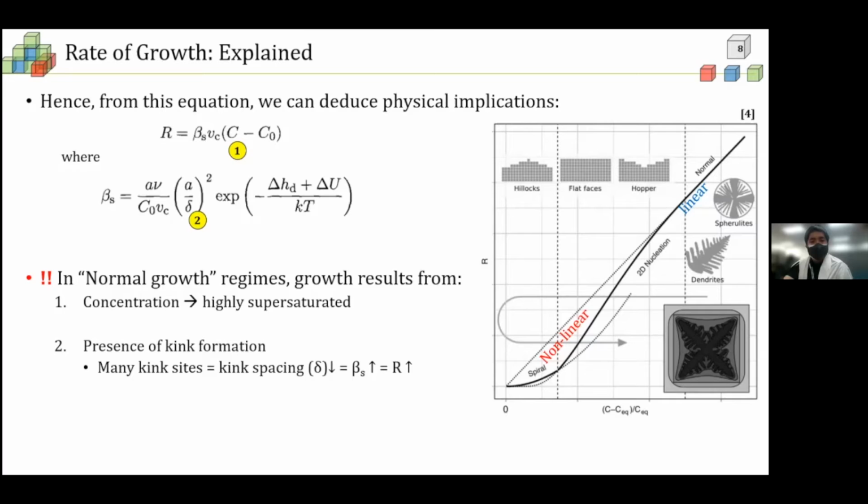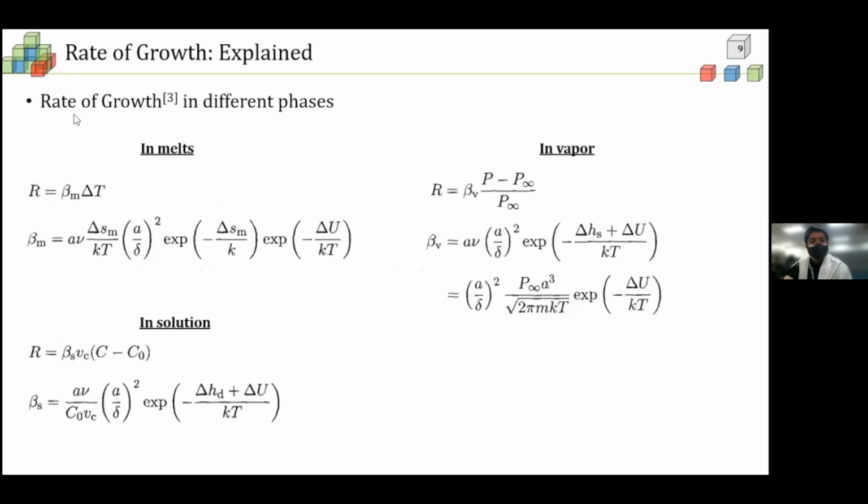There are also other equations. You can see these are in different phases. We have rate of growth in melts, we have rate of growth in the solution, and likewise in the vapor phase going to a crystal phase. And you can see these terms that I've encircled, the T, concentration and pressure. They are also proportional to how much of the supersaturated solution around your system would be deposited onto your substrate or onto your crystal.